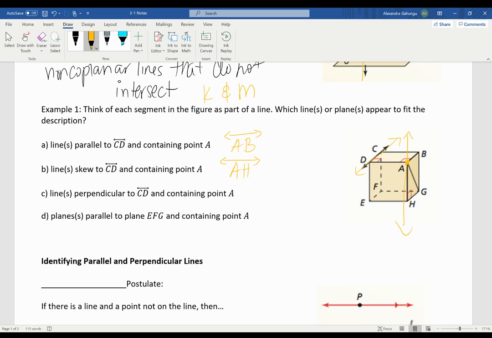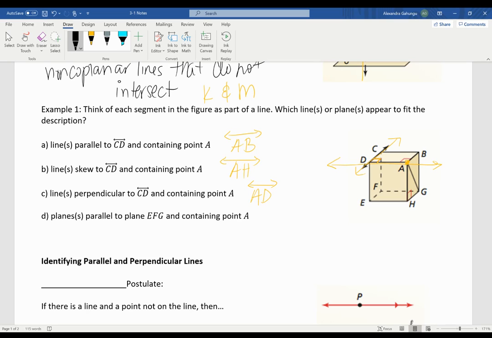Then lines that are perpendicular, so make a 90 with CD and still contain A. So we're still looking at point A. So CD, point A, and perpendicular. Well, I see the 90 here, so that 90 is being made by CD and AD here. And you can name it DA if you want as well.